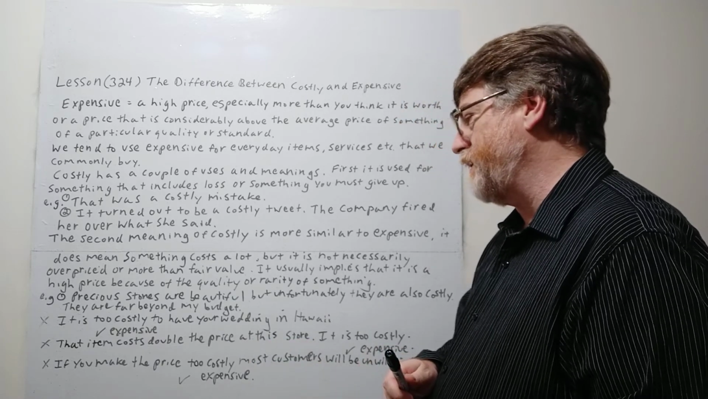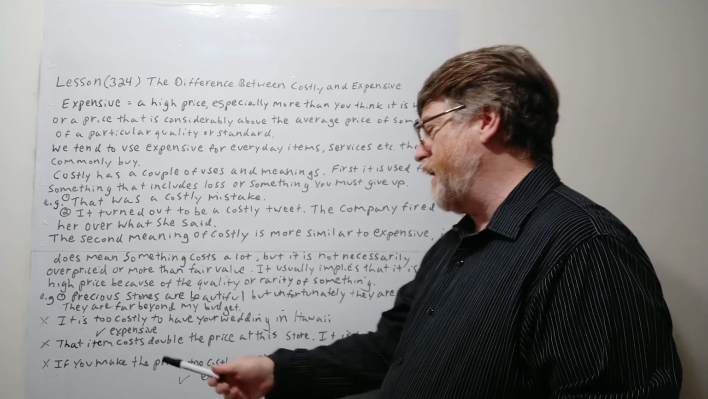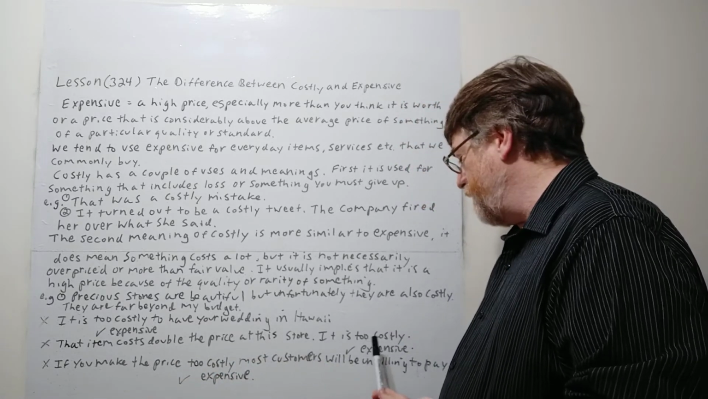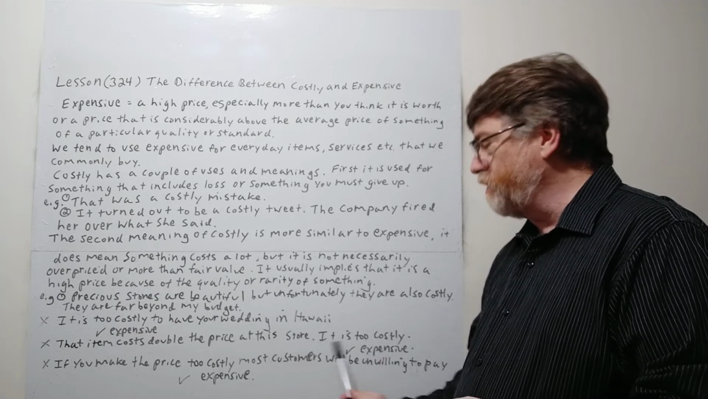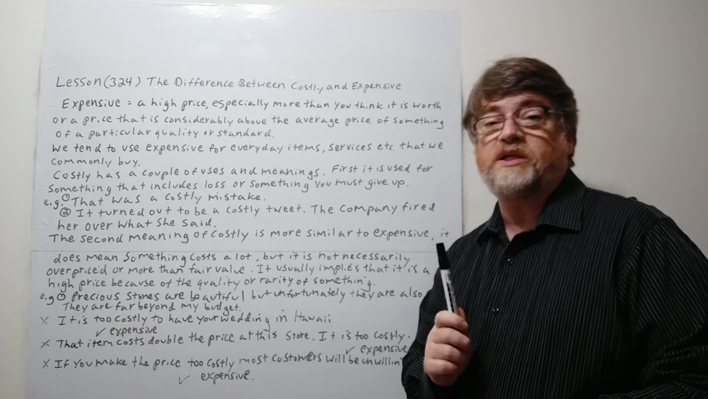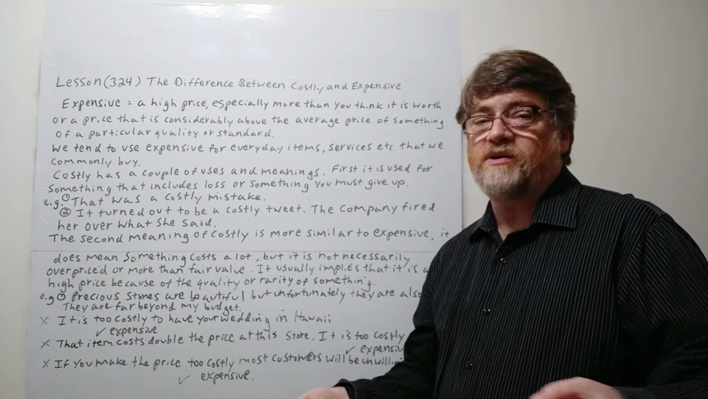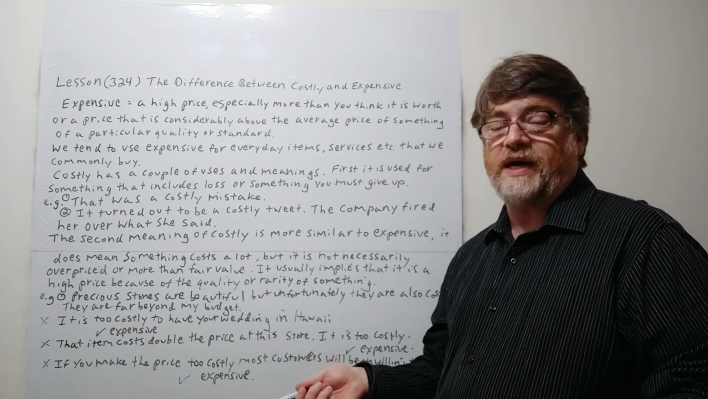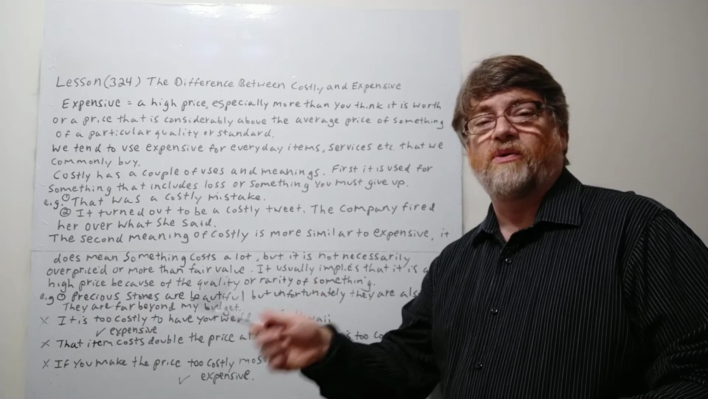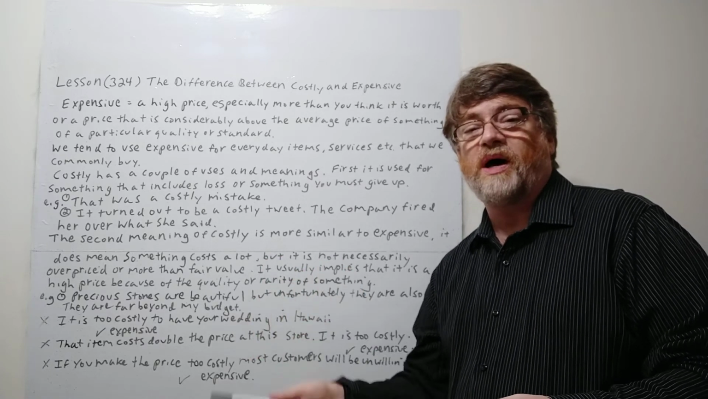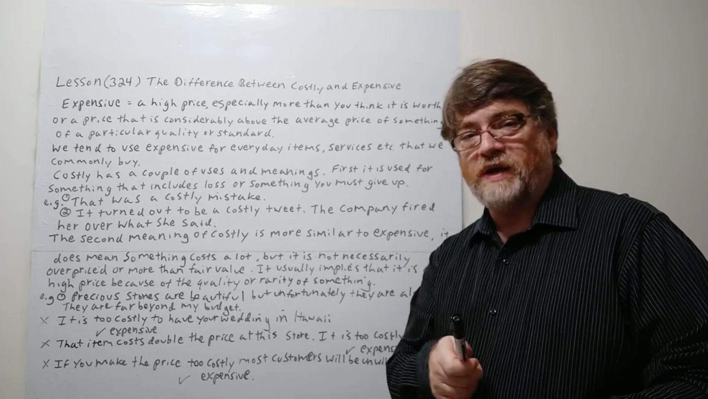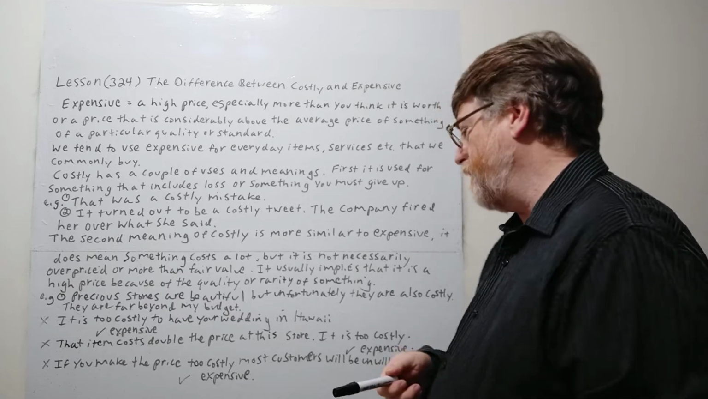Okay, let's look at the next one here. That item costs double the price at this store. It is too costly. No, with the X again, that's wrong. So with the check, you should say it's too expensive. This is again probably just an everyday item, a common item, and you just think that this store is overpriced. Their prices are too high. You could get it somewhere else. In that case, you should just be using expensive and not costly.